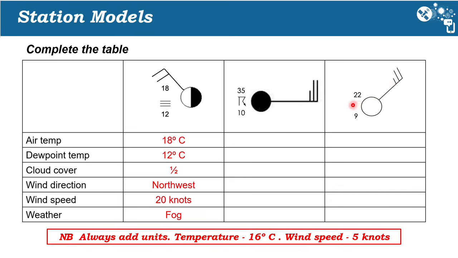And the type of weather, there's no precipitation, no rainfall at all occurring at this particular weather station. And remember, always write down your units. Your temperature is in degrees Celsius, your wind speed is in knots. None of the other elements have units. It's only degrees Celsius for air temperature and dew point temperature, and then knots for the wind speed. Those are the only units that we use with our weather station models.